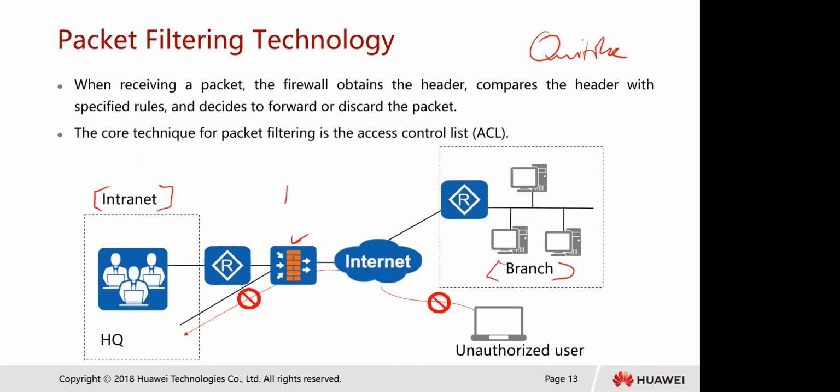What you're going to do, you're going to go ahead and configure your access control lists, your rules in your firewall, and you say only permit packets from my branch here, from this network here. So these guys will be able to send packets. They go through the internet and come to your firewall. Is it coming from our branch? Yes. Then go ahead and permit.